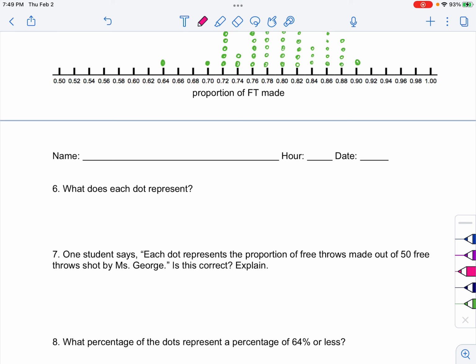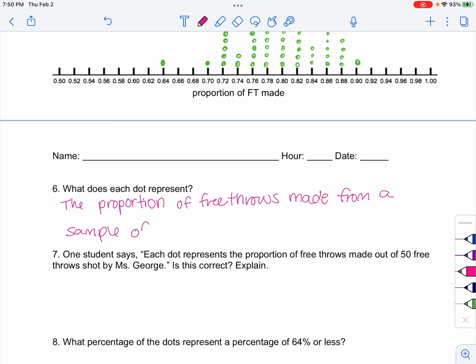All right, so now, what does each dot represent on this dot plot? It is the proportion, right? Remember, be very specific. It's the proportion of free throws made from a sample of 50 free throws, specifically by an 80% shooter.